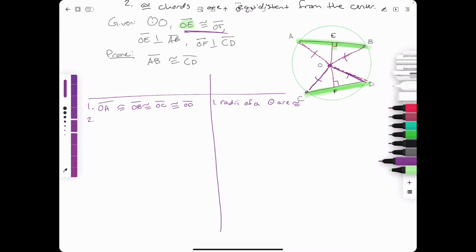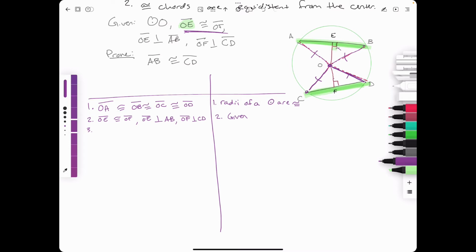We can say that OE is congruent to OF. That was given, right? OE is congruent to OF. And OE is perpendicular to AB. Same thing with OF: OF is perpendicular to CD. And that's all given.